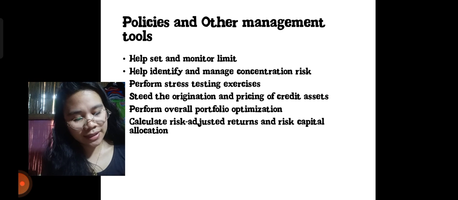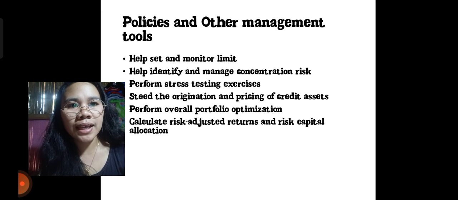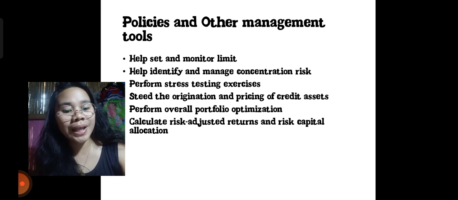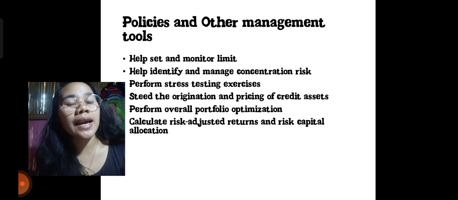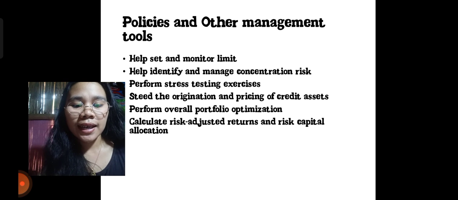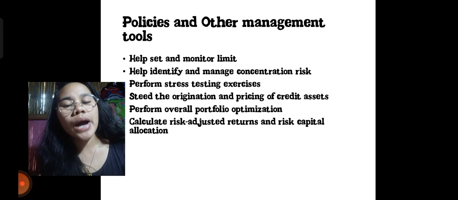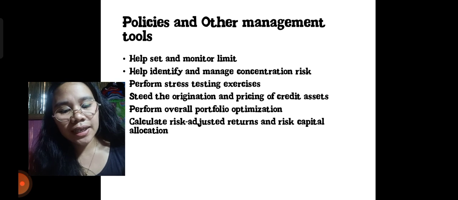Next is policies and other management tools. Number one, help set and monitor limits. It is also a limit framework. It is a set of policies used by financial institutions. Help design, identify, and manage concentration risk. A concentration risk is a banking term describing the level of risk in a bank's portfolio arising from concentration to a single counterparty, sector, or country. Next is perform stress testing exercises.